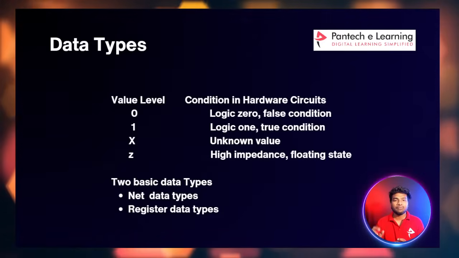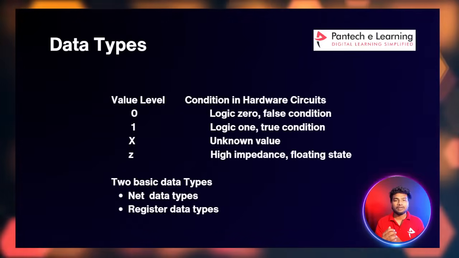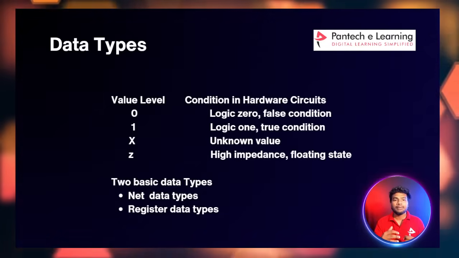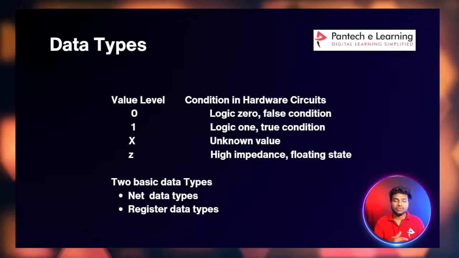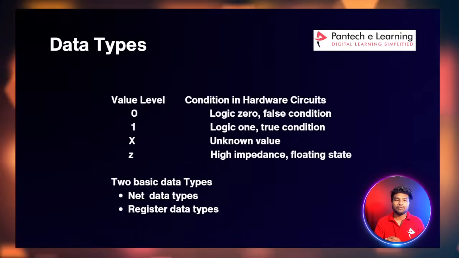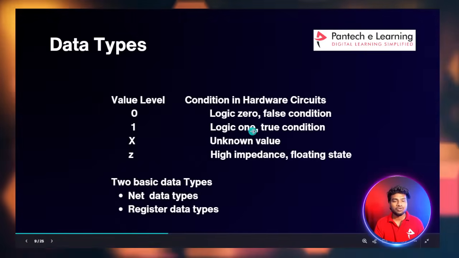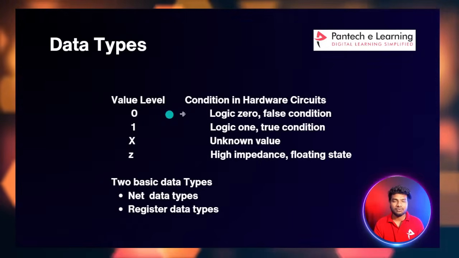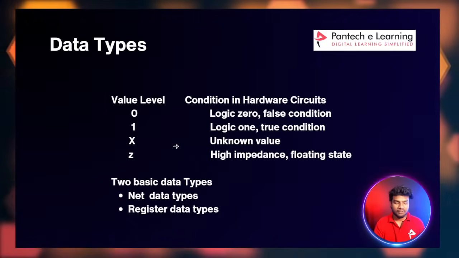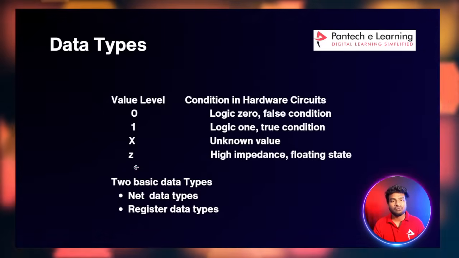So that particular signal may be 0, 1, x, or z. 0 means 0 voltage, low. 1 means high, 5 volt or 3.3 volt. So it can be a logical 0, logical 1, a false condition, or a true condition for 0 and 1. But here X refers to unknown values. Z refers to high impedance and the floating state.